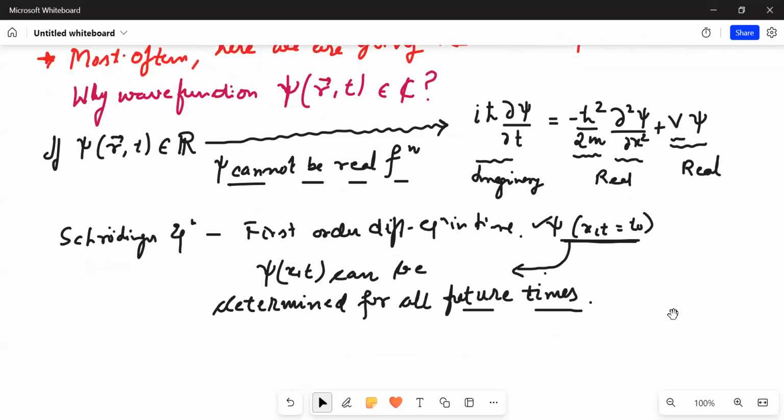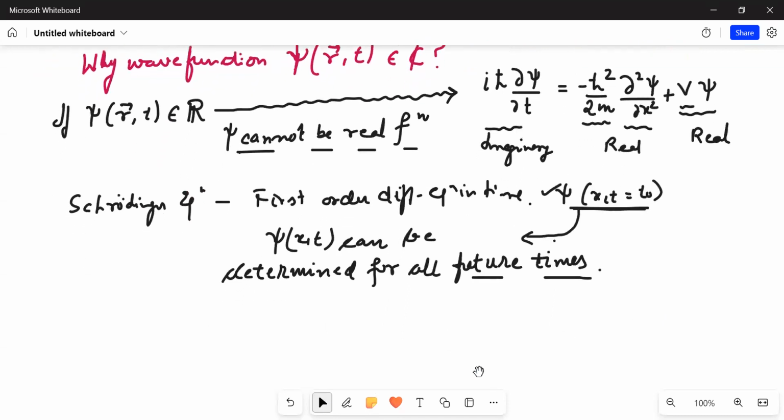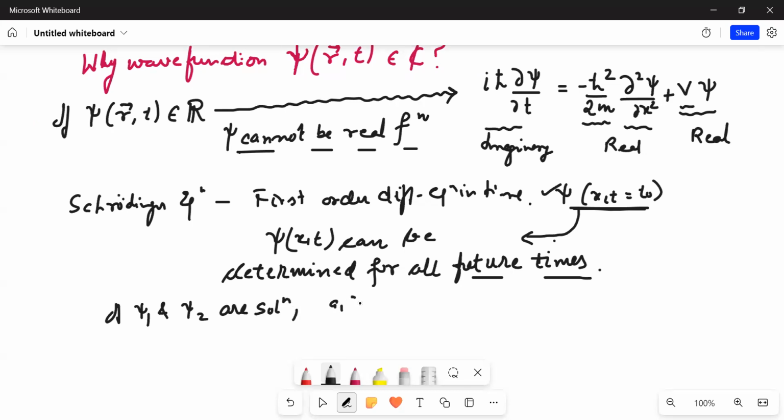Okay, this is one thing. Secondly, for linear differential equations, one property is very much clear: if psi1 and psi2 are solutions, then a1 psi1 plus a2 psi2 is also a solution.